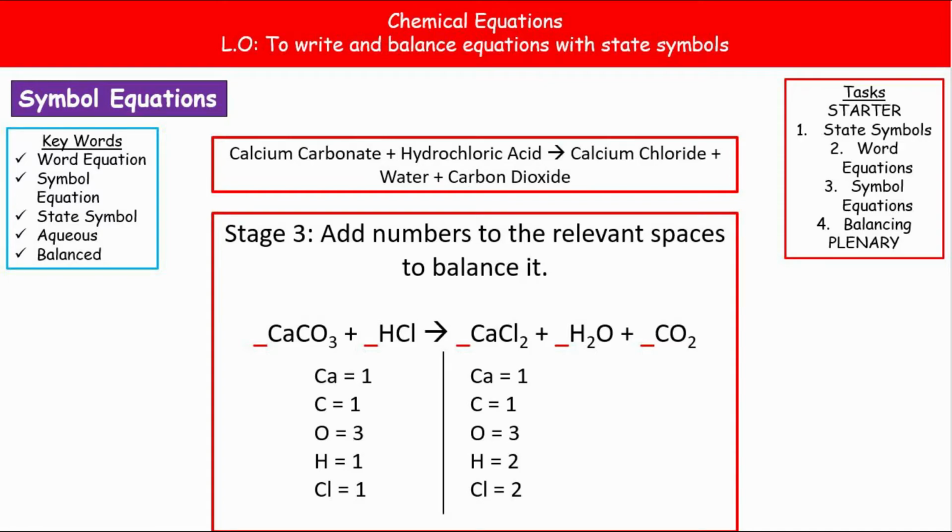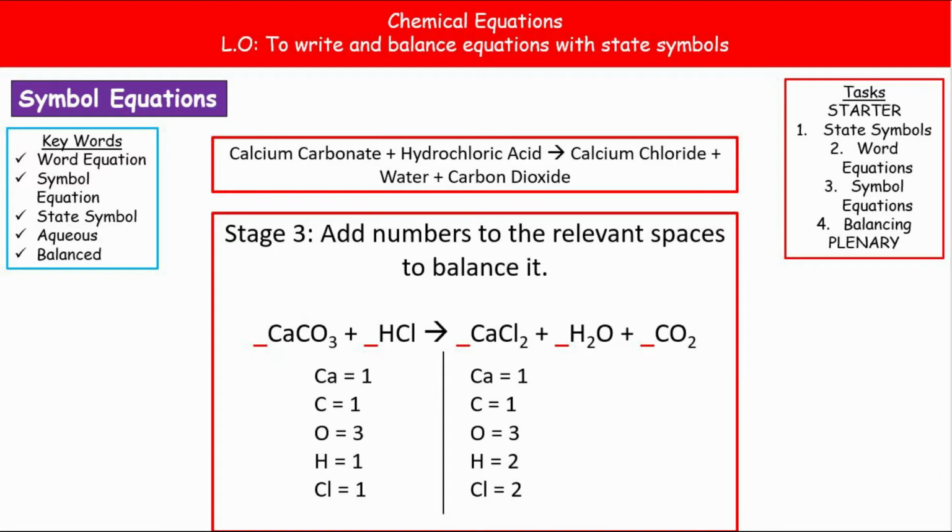Stage 3 is where we're going to add a number to the place in front of one of those molecules to balance it. So what we can see from our little list at the bottom is we've got 2 hydrogens and 2 chlorines on the right, but only 1 hydrogen and 1 chlorine on the left. So we need another hydrogen and chlorine on the left hand side. And conveniently, in this one, we've got a chemical there that has both hydrogen and chlorine in it. So what we're going to do is place a number in one of those red lines.